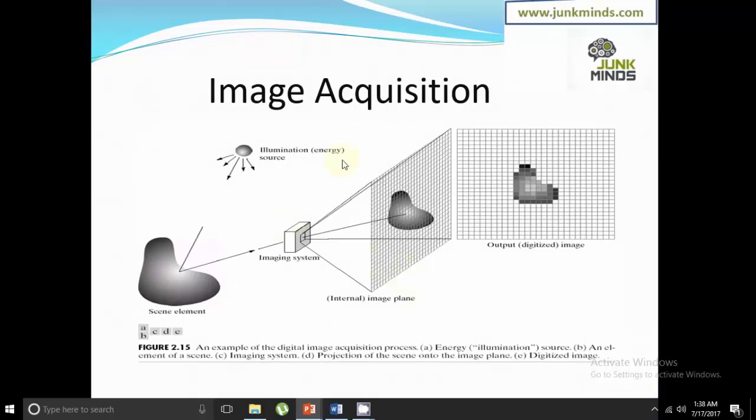We have also seen image acquisition in our very first tutorial. We'll revise the concept again. This is the scene element. As light falls on the scene element, which is also our object, it is projected on the imaging system. From the imaging system, on the image plane, the image is projected. This is your actual image of the object, and further, this image is projected on some other screen, which is nothing but your digitized image. This is the final digital image of my system. So this is how image acquisition works.